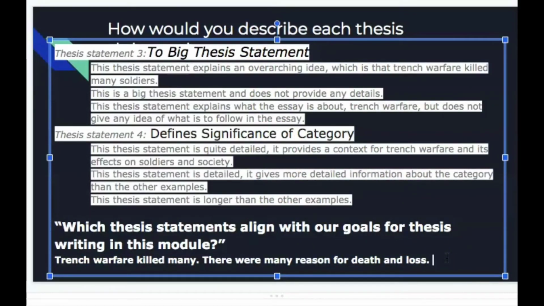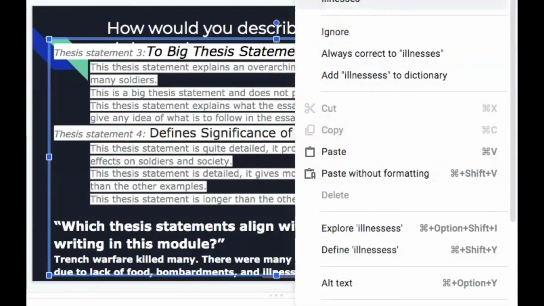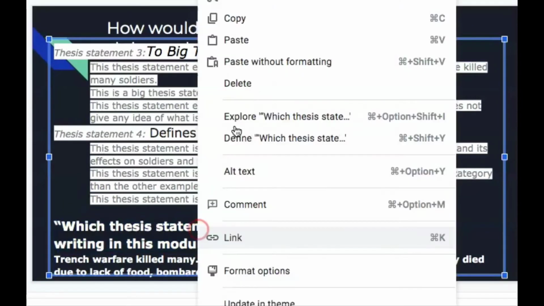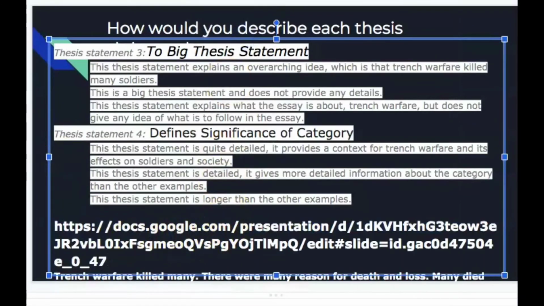Many died due to lack of food, bombardments, and illnesses. Okay? So this would be a thesis statement. Okay? I'm going to remove this real quick so we can have this conversation.